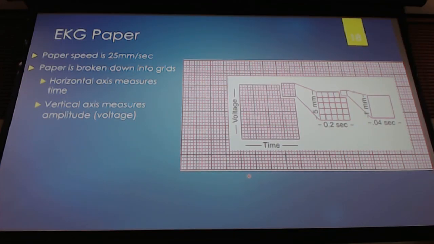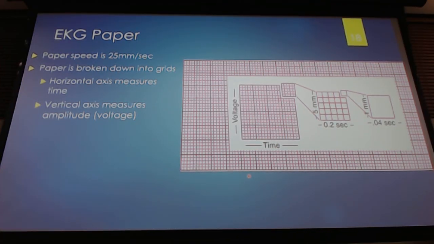Remember that each little section, V1, V2, V3, all the way to V6, each little section gives us 2.5 seconds, a snapshot of 2.5 seconds of what's going on in the heart. And then that bottom lead, usually lead 2, a rhythm strip, is going to give us 10 seconds. And that's all identified on the horizontal axis.